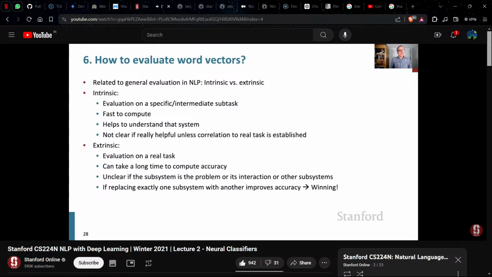So an extrinsic evaluation is that you take some real task of interest to human beings, whether that's web search or machine translation or something like that, and you say your goal is to actually improve performance on that task.